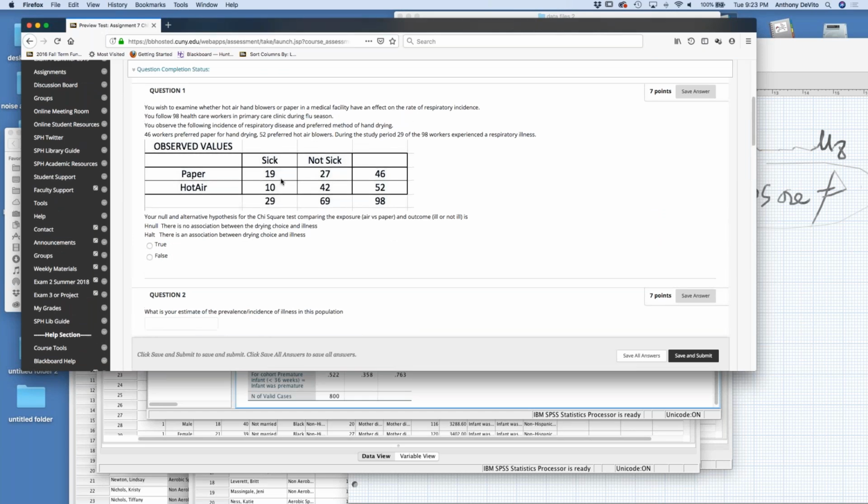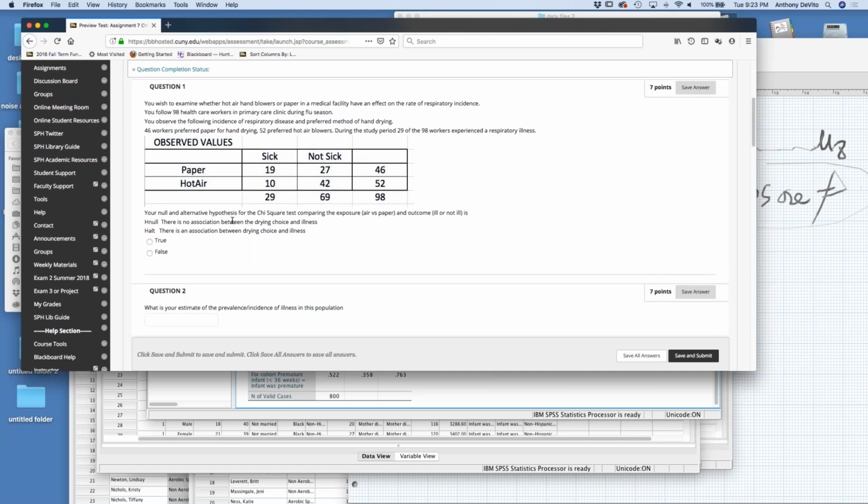Okay, here we go. Now, null and alternative hypothesis. Your null hypothesis test comparing the exposure for air versus paper is there's no association between drying choice and illness. The alternative is there is an association between drying choice and illness. That sounds pretty legit to me, right? That sounds true to me.